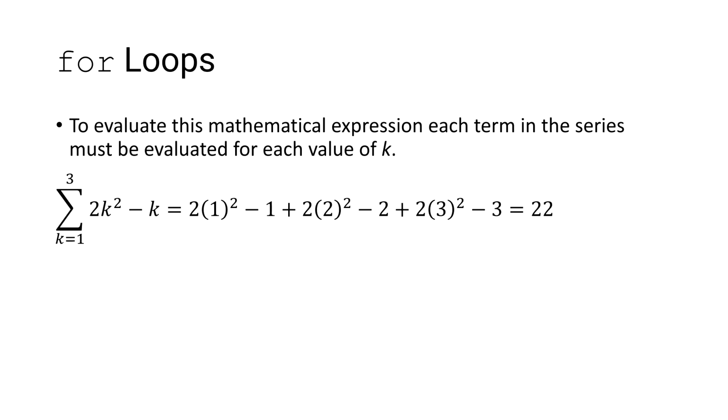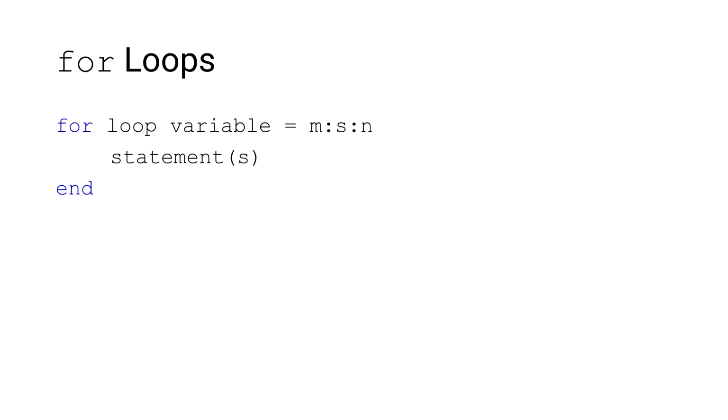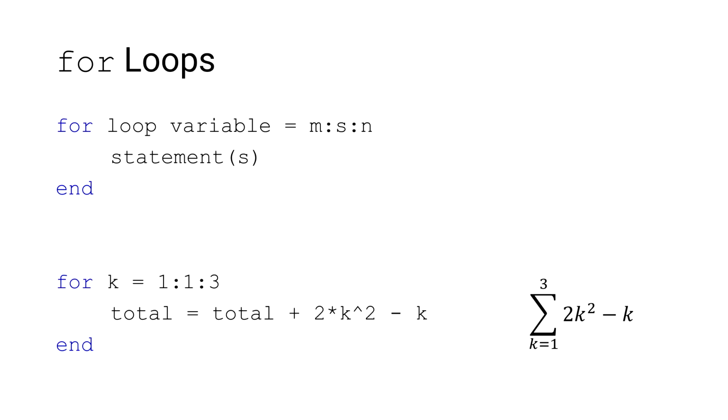Now, the reason that we're going to use a for loop to evaluate this summation is because we're performing the same calculation a predefined number of times, in this case, 3 times, for each term in this series solution. So let's take a look at the structure of a for loop and how we would implement it for this example problem. In this case, our loop variable is k, which has a starting or initial value of 1, a step or incremental value of 1, and a final or terminal value of 3.